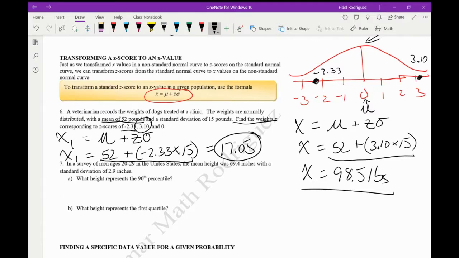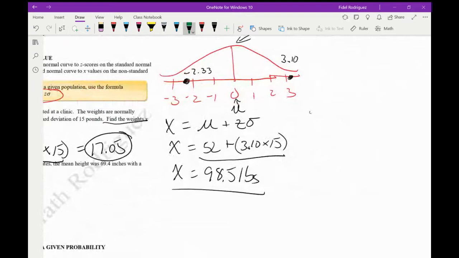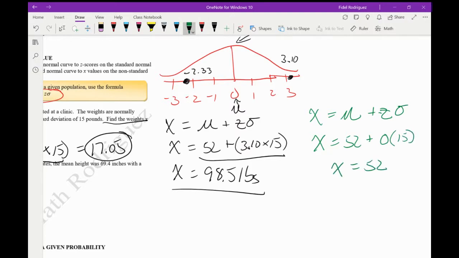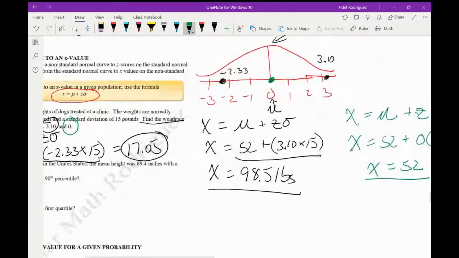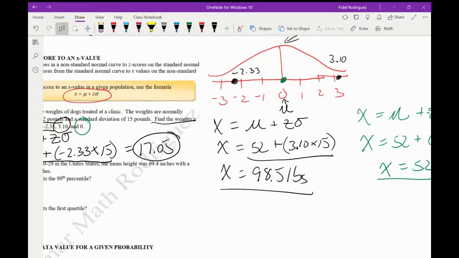And then I want you to look at the last one. We're going to do this again, but now when the z-score happens to be 0. So x is equal to mu plus z times sigma, and this is 52 plus my z-value of 0 times 15, and I'm going to come up with 52. That's where that z-value of 0 is. This dog weighs exactly the same as the average because that dog has a z-value of 0.